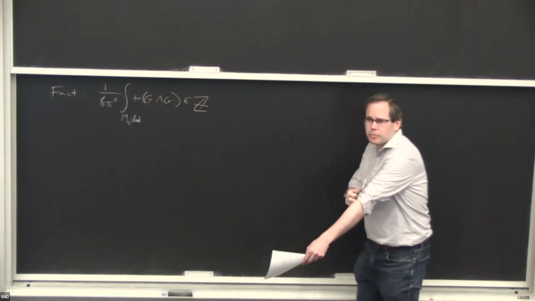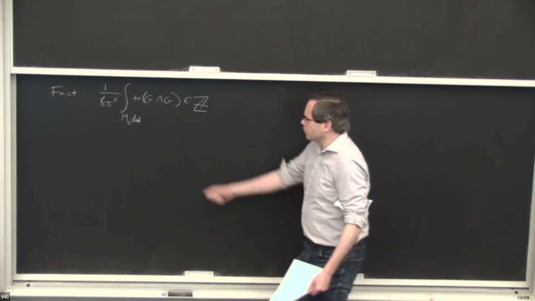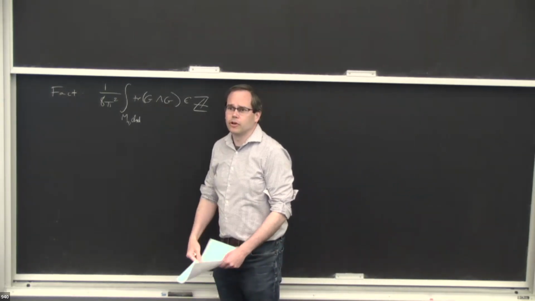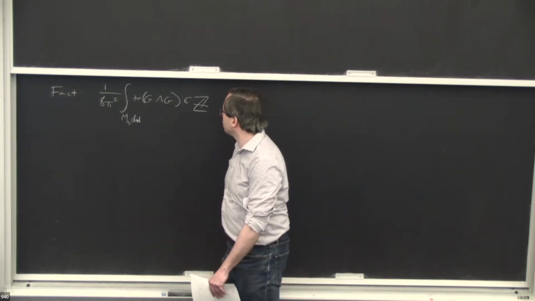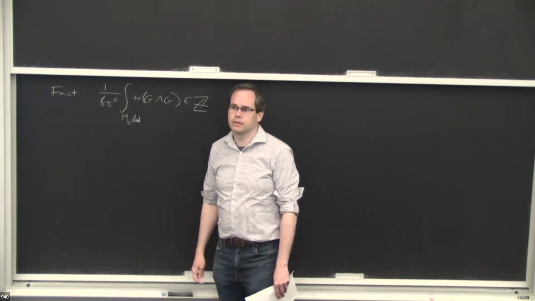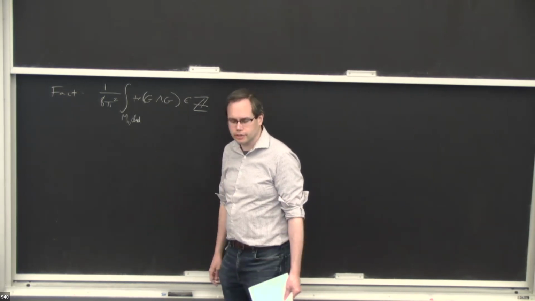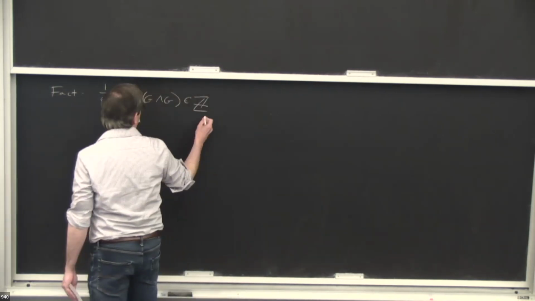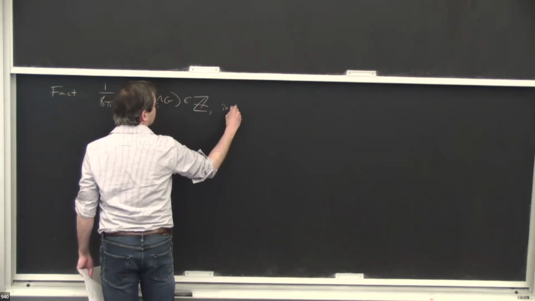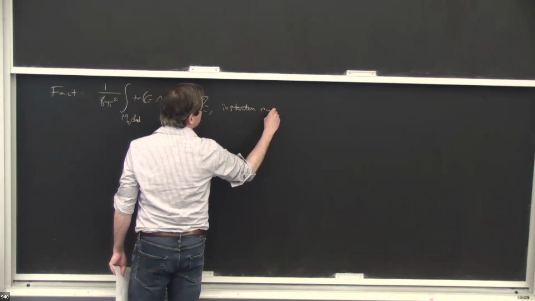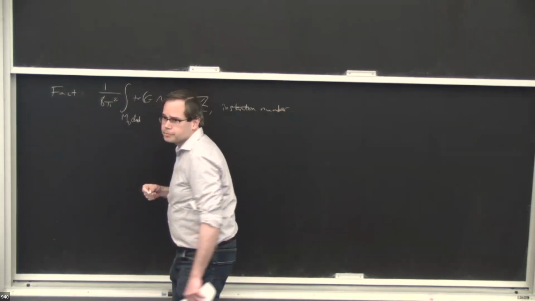One over 8 pi squared times the integral of this g wedge g term, g tilde, over any closed four-dimensional manifold is an integer. This is just a fact about SU(N) gauge bundles. This is the integer that we're used to as instanton number.